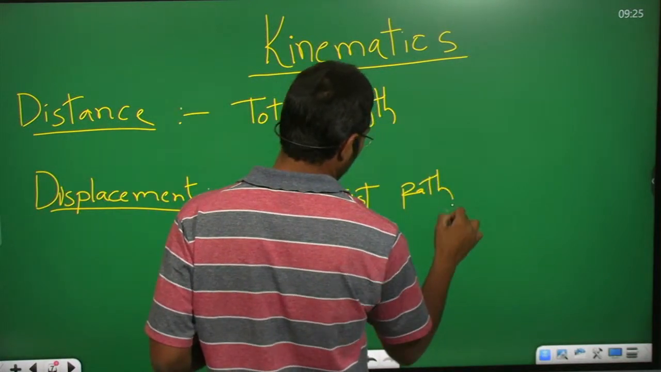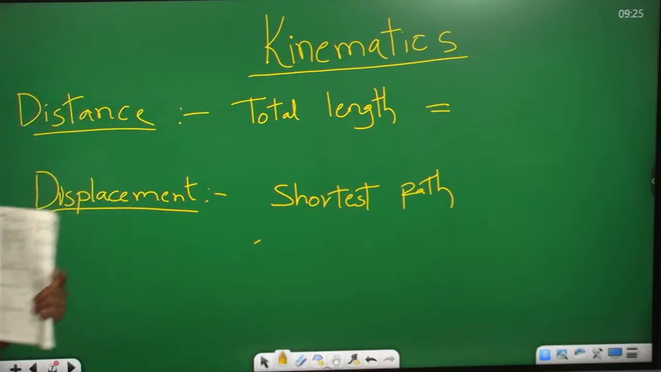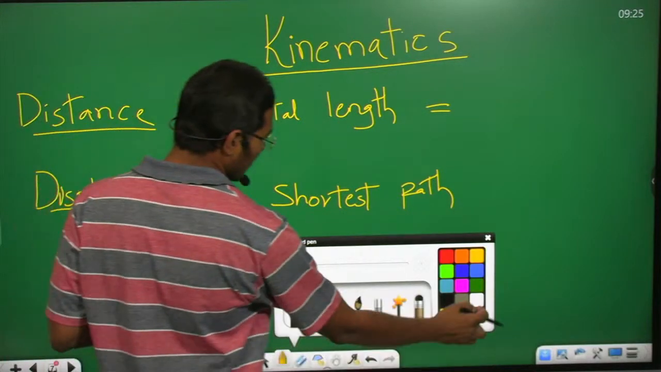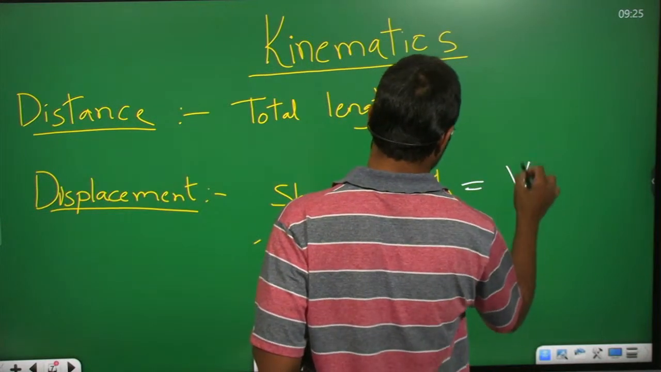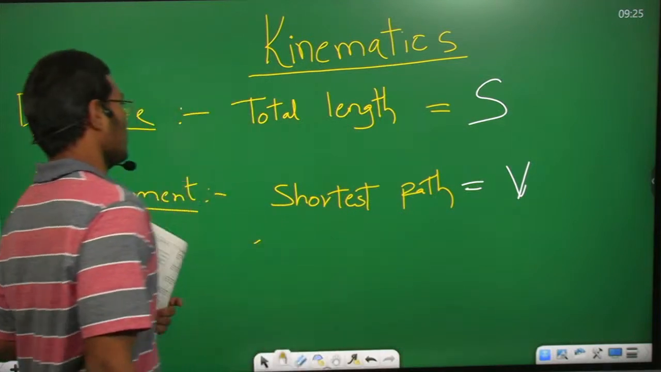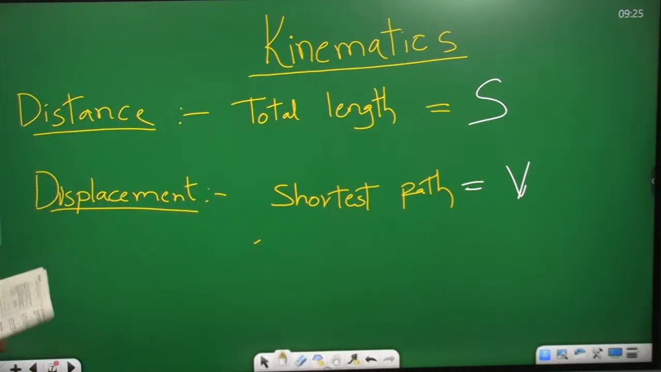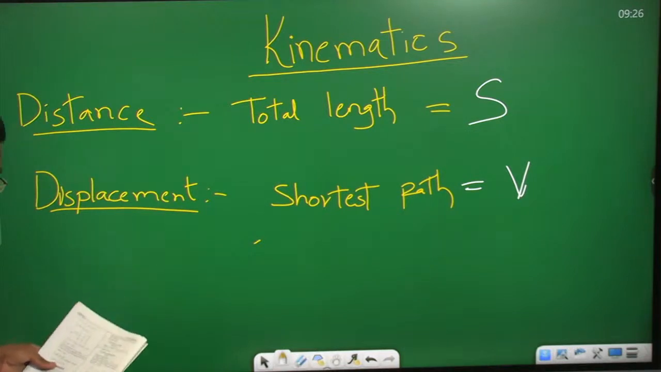Is distance a scalar or vector? How about displacement? So displacement is a vector and distance is a scalar. They are different. One has direction, the other doesn't have.